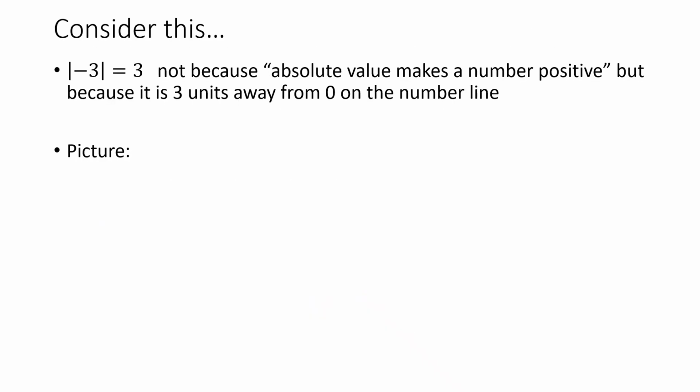So consider this. The absolute value of -3 is equal to 3, not because absolute value makes a number positive, which is not necessarily incorrect-ish, but because it is 3 units away from 0 on the number line. When I am presenting this to students, I draw out my number line and locate the -3, and we'll have students tell me how far away it is. Well, it is 1, 2, 3 units away.